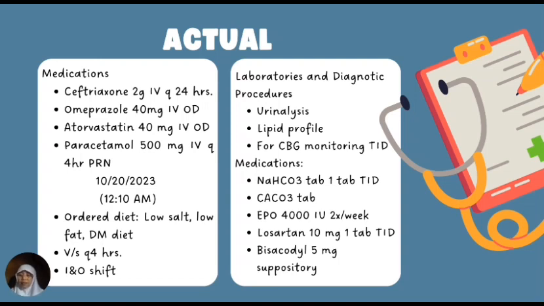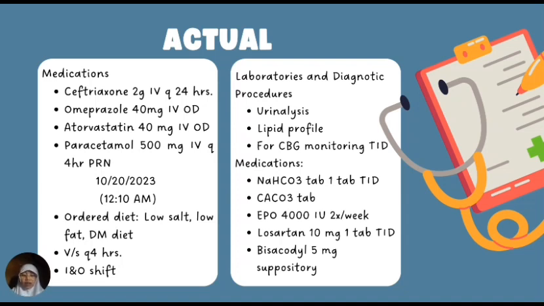Atorvastatin 40 milligrams IV once a day. So atorvastatin is a statin used to lower cholesterol levels. Patients with acute kidney failure might have increased cardiovascular risks, and managing cholesterol levels is crucial in reducing these risks. Next is paracetamol 500 milligrams IV every 4 hours, given as needed. So paracetamol, also known as acetaminophen, is given as a pain reliever and fever reducer.